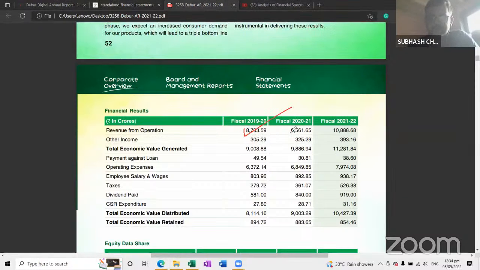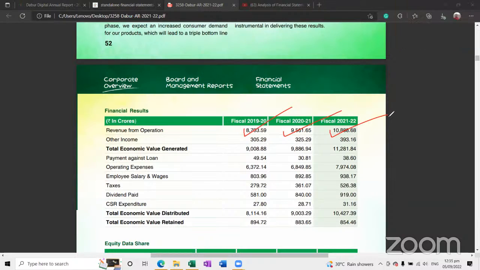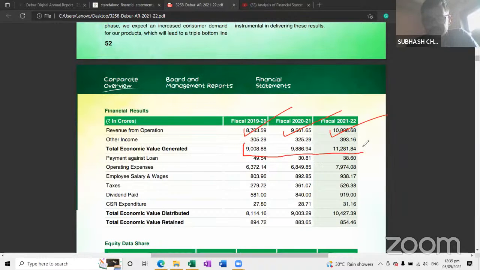Revenue from operation. Just check and tell me whether it is an increasing trend or a decreasing trend or constant revenue. Increasing, decreasing, or not? Increasing. Okay. Other income. Increasing. Okay, see, this is just a summary, then we will go into the detail. Basically, the third row is my total revenue.